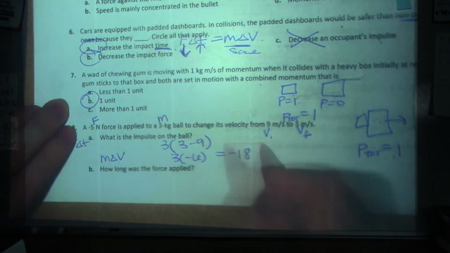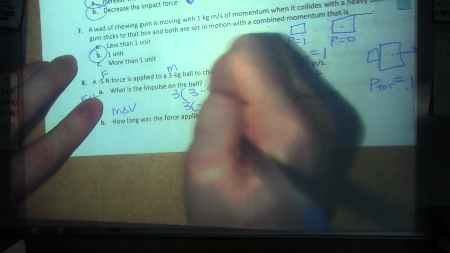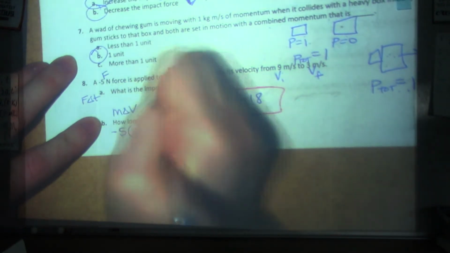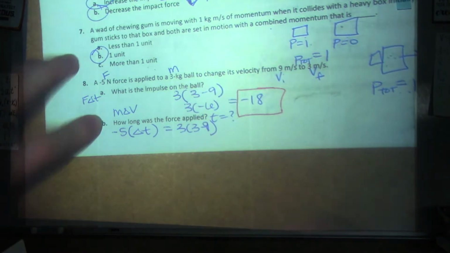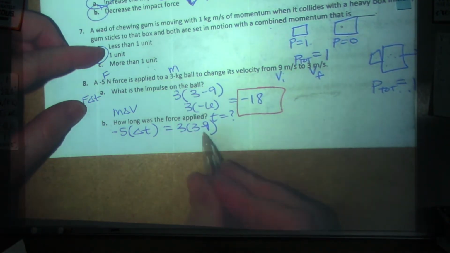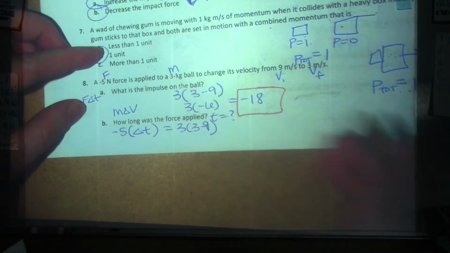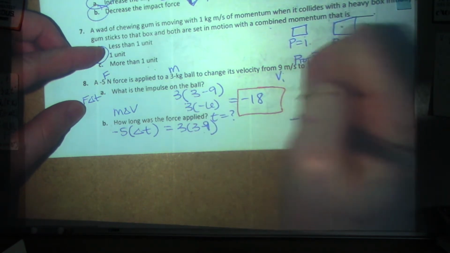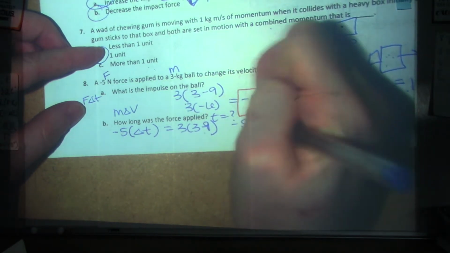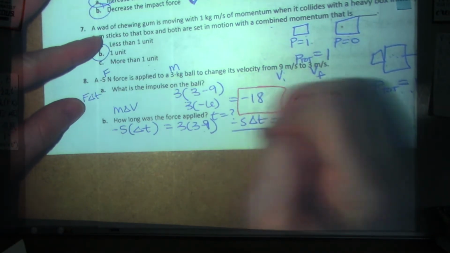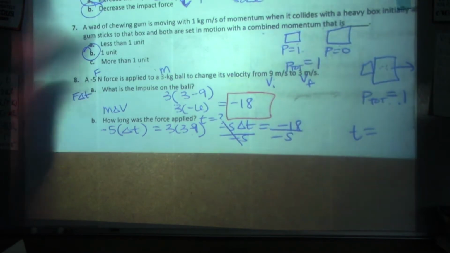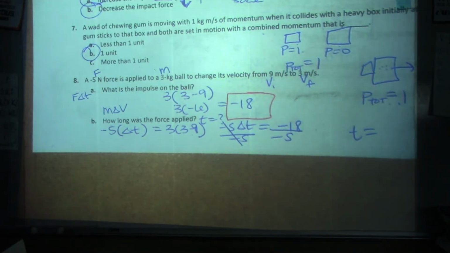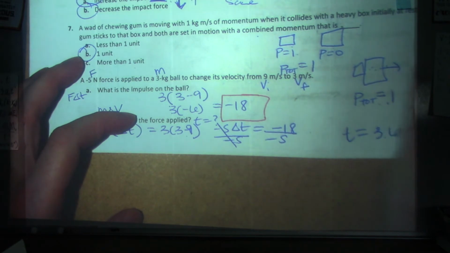And then part B is asking how long the force is applied, so we're looking for the time. We just plug in force times delta T, which equals m times the change in velocity. We already said this side was -18, so that's -18 equals -5 delta T. To get delta T by itself, we'll divide by -5, and that is going to give me a time of 3.6 seconds.